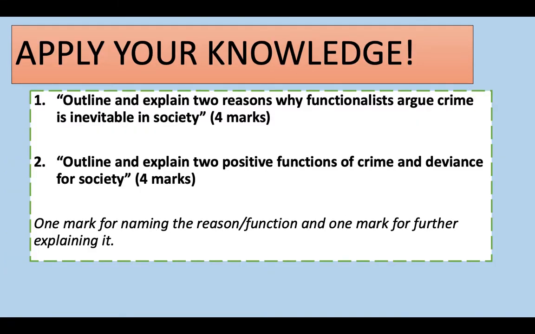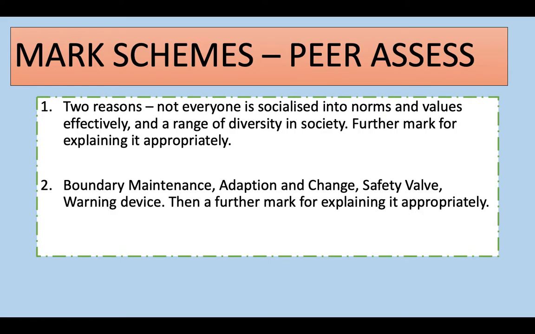In terms of your exam questions, these are the kind of questions you'll be asked. Outline and explain 2 reasons why functionalists argue crime is inevitable in society. Outline and explain 2 positive functions of crime and deviance for society. Can you please do that for me? Remember, it's a minute and a half per mark. Pause this video for me, please.